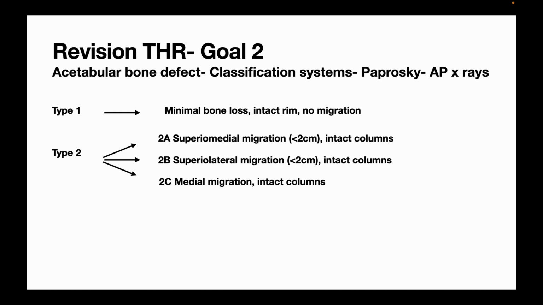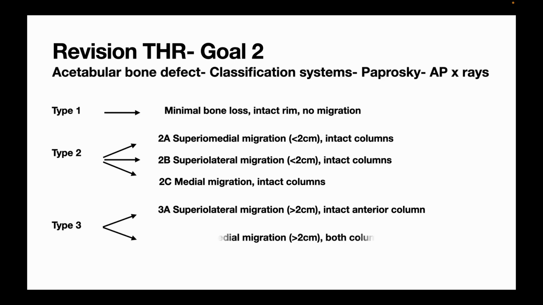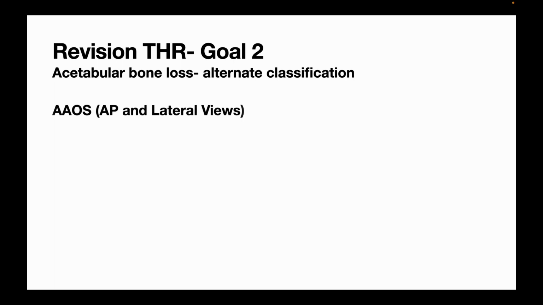Type 3 indicates significant bone loss in at least one of the columns, and hence the cup migrates over 2 centimeters. In 3A, there is superolateral migration with posterior column bone loss. And in type 3B, there is superomedial migration with both columns disrupted. This indicates the most severe form of acetabular bone loss, and pelvic discontinuity should be considered. For completion, I have mentioned the acetabular bone loss with alternate classification, which is AAOS acetabular bone defect classification.